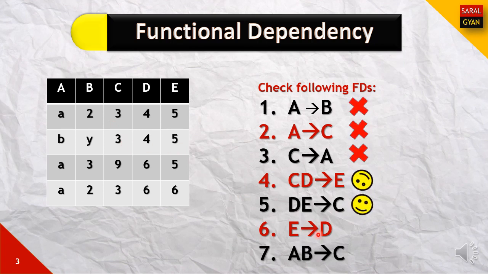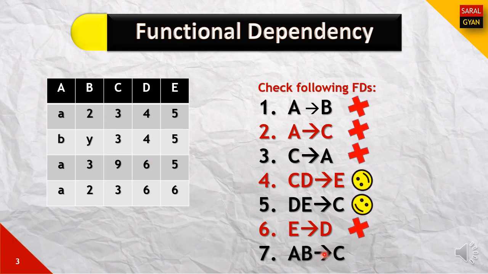E to D, E values 5 5 5. Let me see. Well, for all 5 the values in the attribute D must be same. For this E it is 4. For this 5 this is 4, this is 5, this is 4, and for this 5 this is 6, hence this will not hold good.